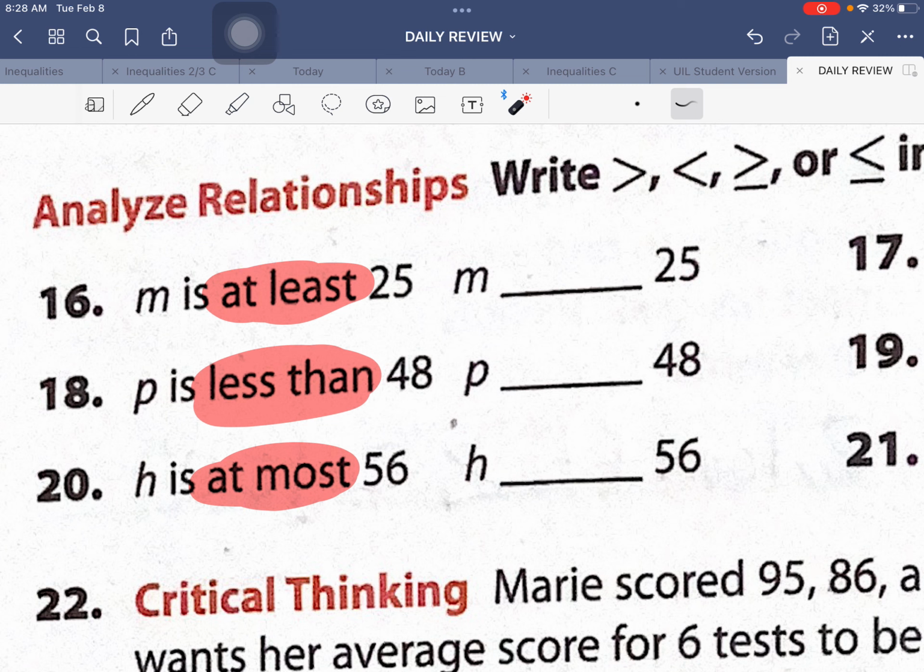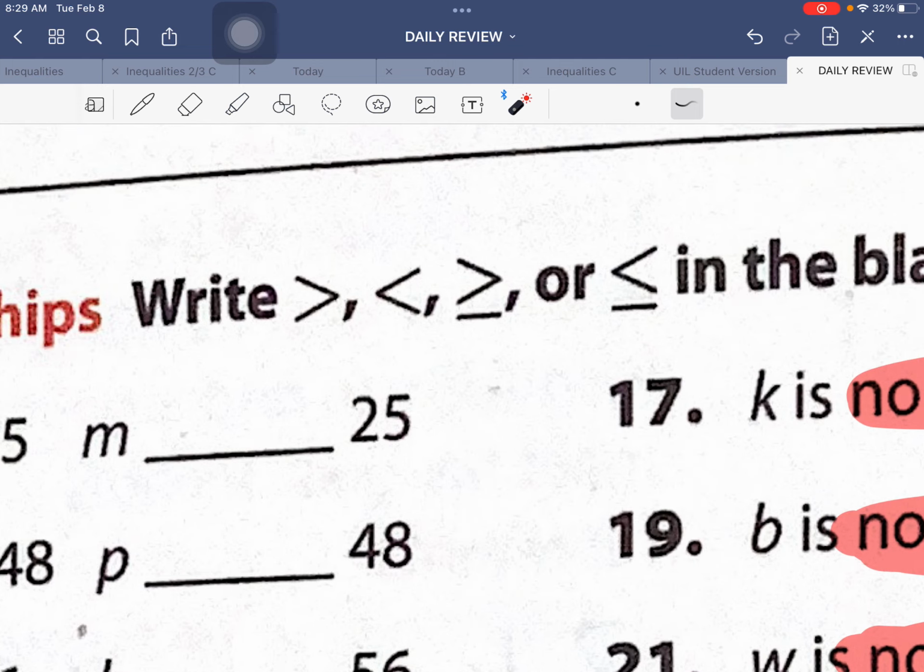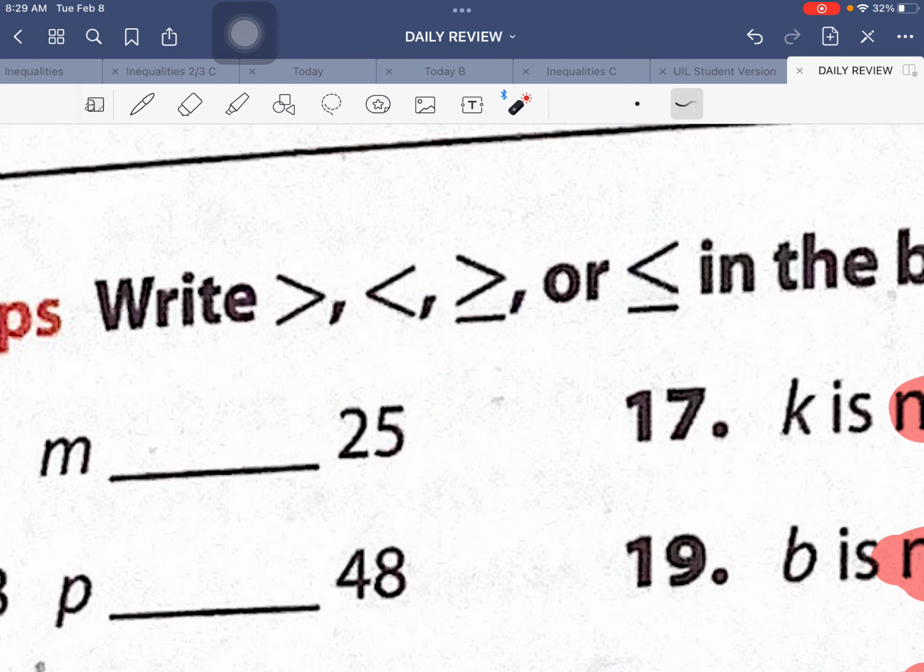At least 90. What does that mean? Which one of those symbols? Greater than or equal to? Oh, greater than or equal to. Greater than or equal to. That's exactly right. Which one of these is greater than or equal to? 1, 2, 3, or 4?